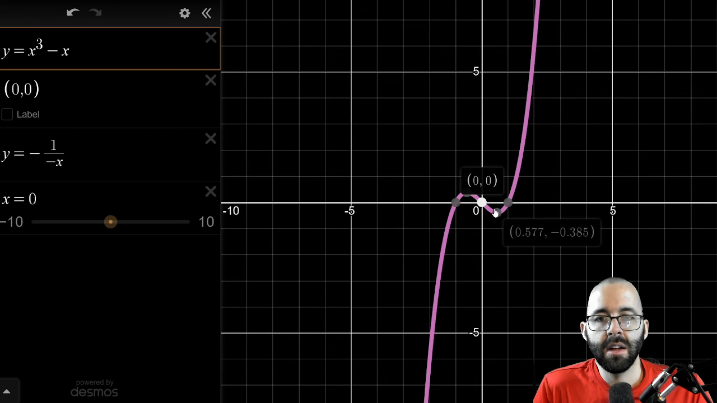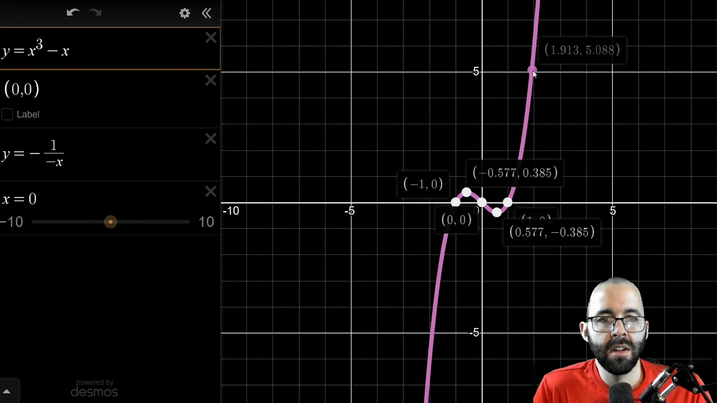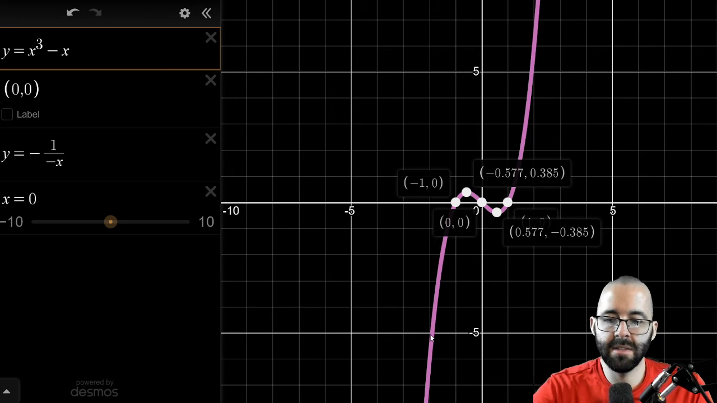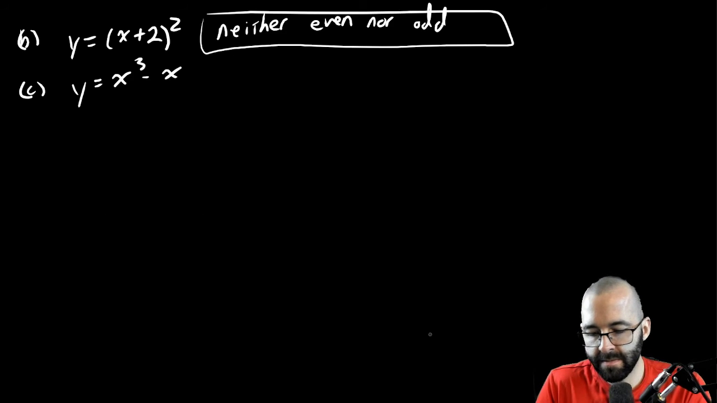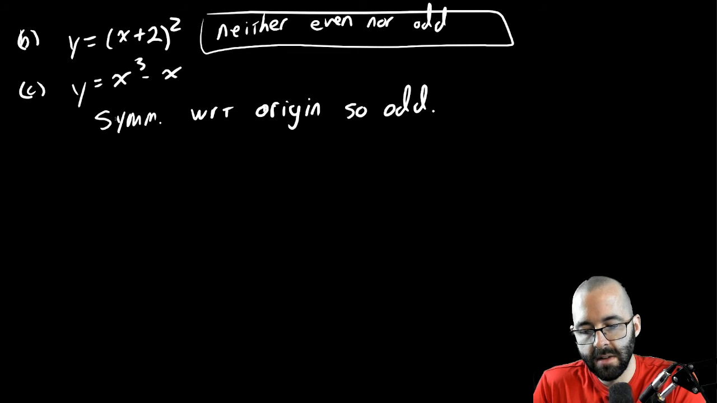right? If we go to the right and reflect that, we're still on the graph. Go to the right, reflect around the origin, we're still on the graph. Roughly, it's close to 2, 5. Reflect that around the origin, it's close to -2, -5. So it is odd. Okay. Symmetric with respect to the origin. So it's odd.